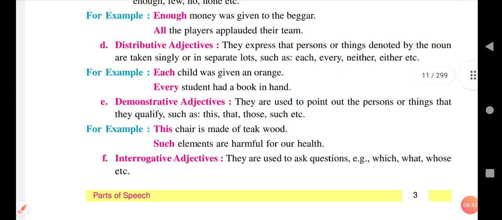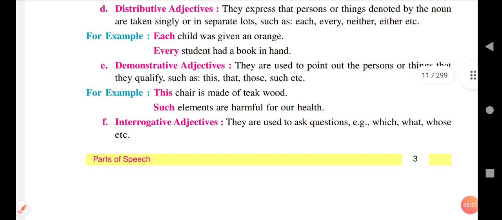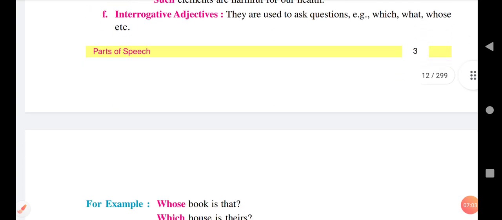E. Demonstrative adjectives. They are used to point out the persons or things that they qualify, such as this, that, these, those, such, etc. For example, this chair is made of teak wood. Such elements are harmful for our health. F. Interrogative adjectives. They are used to ask questions. Example: which, what, whose, etc.